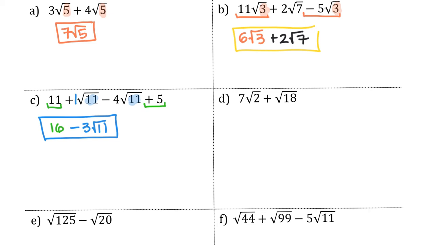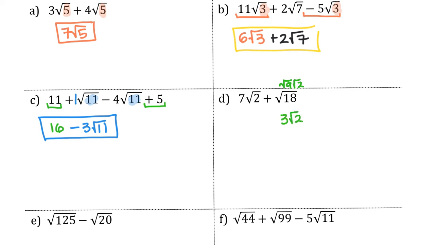Okay, let me check here. This is 7 square root 2, and this is square root 18. Their radicands do not match, so they seem like they're not like terms. However, if I look at the square root of 18, I can simplify that because the square root of 18 is the same as the square root of 9 times the square root of 2. Square root of 9 is 3, and the square root of 2 I don't know.